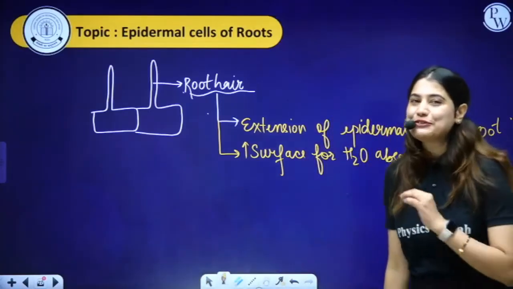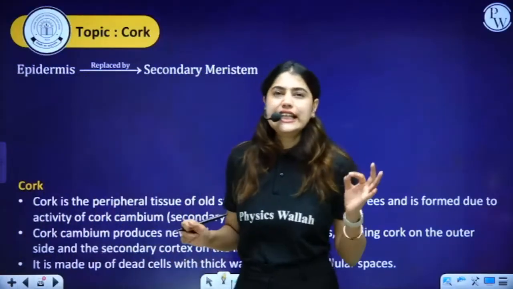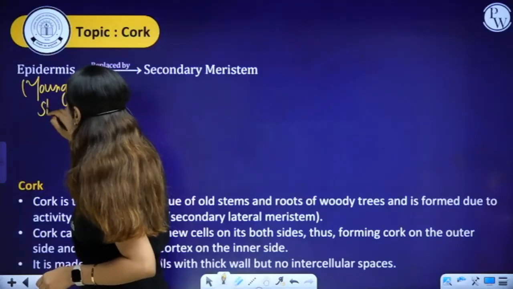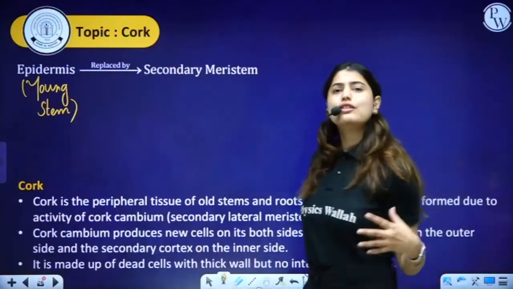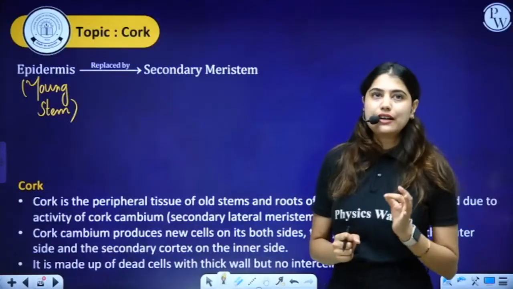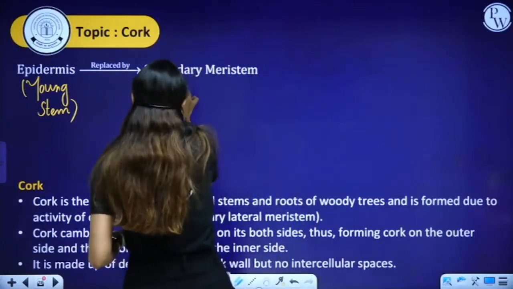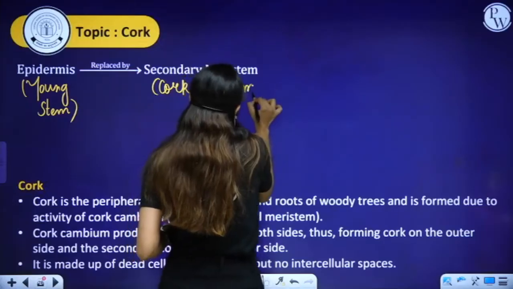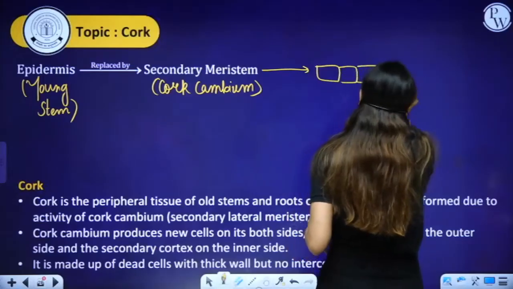Let's quickly move to cork, the next protective tissue. So you have seen in the young plant there is epidermis. If we see any young stem, there will be epidermis for the protection. But in case of an old stem, let's say the bark of a tree, that epidermis function will be replaced by a secondary meristem called cork cambium. Cork cambium.